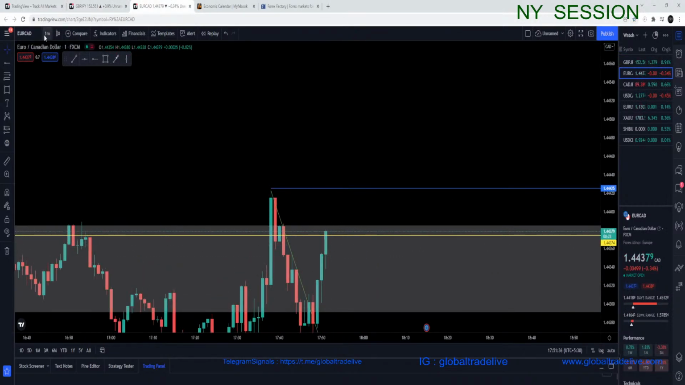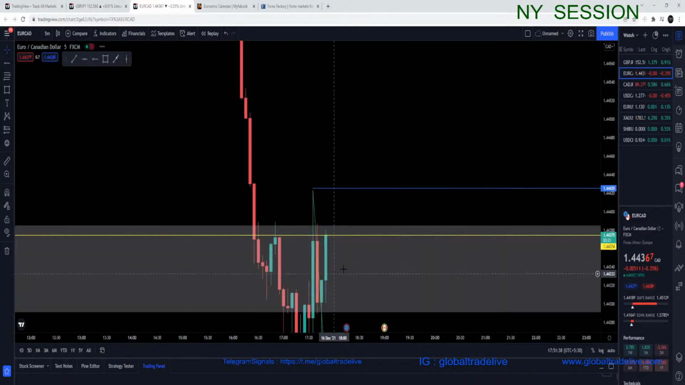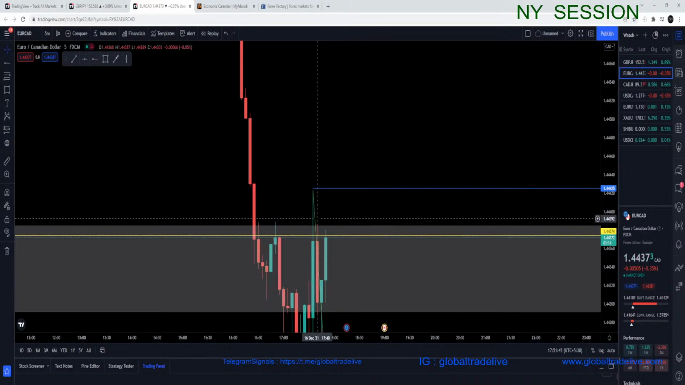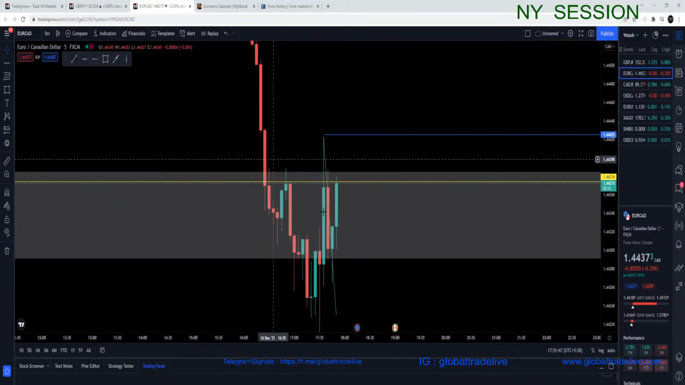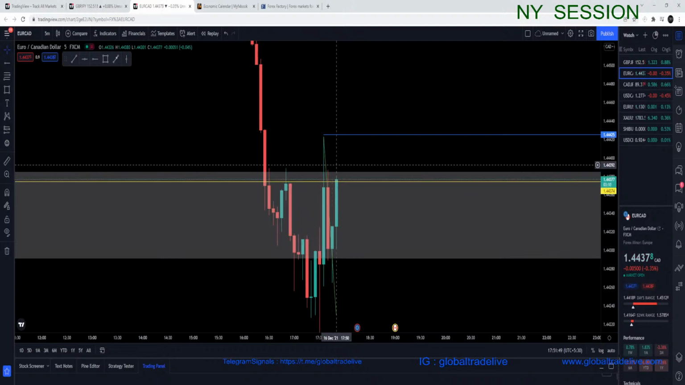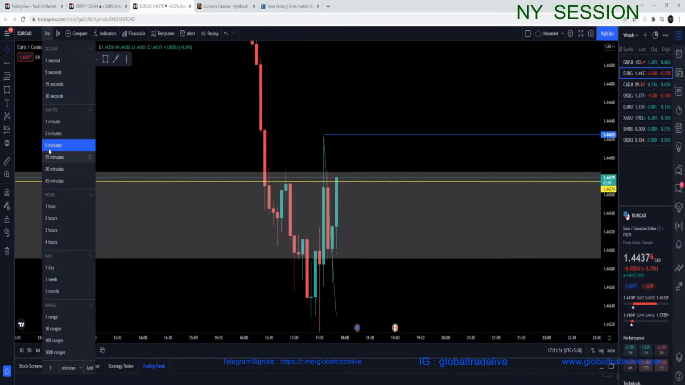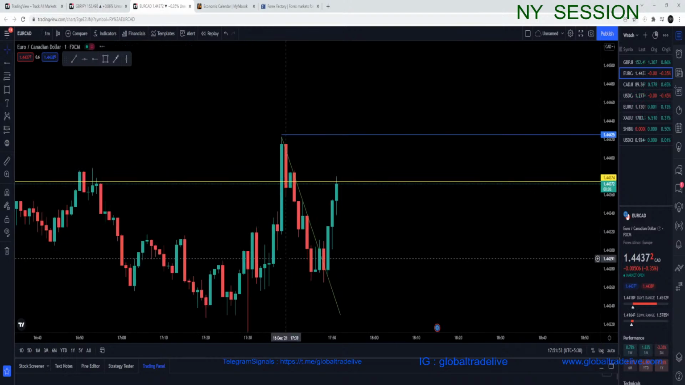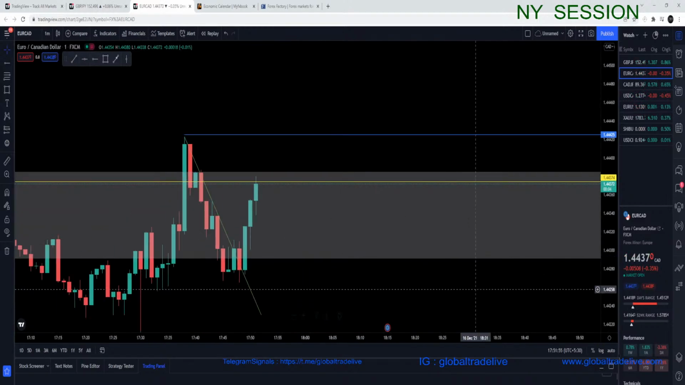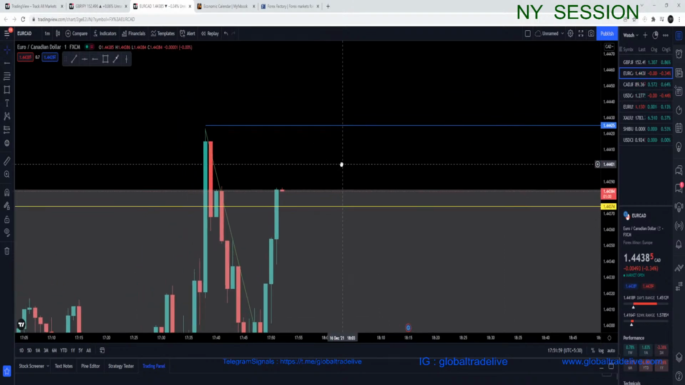So look here, 5 minute is moving up and about to break this high, the previous one, which I was expecting the market to break and move up. So let's see if it breaks this high and continues moving up or not. Oh, it just broke that high.